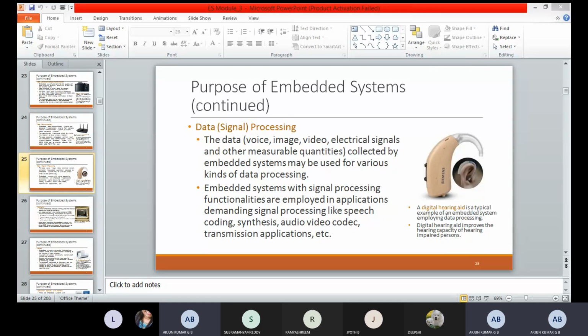You can open a digital voltmeter or digital multimeter, and inside there are some embedded system circuits. Using that only we can process the data. Processing means initially it will be analog, and we get the digital data. And the next purpose is monitoring.